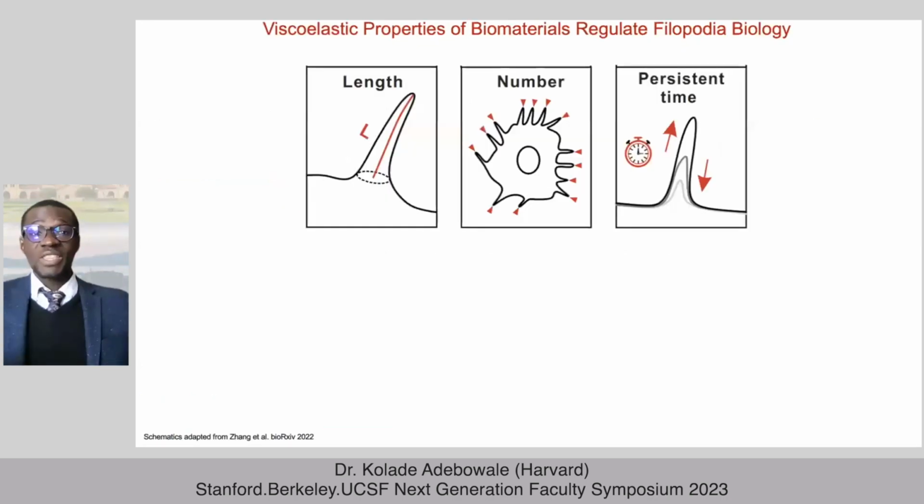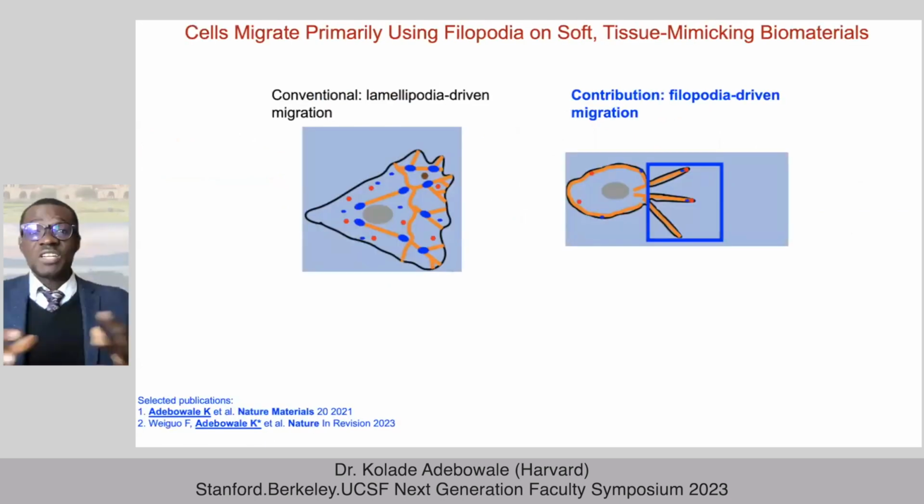We also worked out that the viscoelastic properties of biomaterials regulate filopodia biology, such as their length, the number, and the dynamics of these protrusions, such as their lifetimes and their extension and retraction cycles. So we have a conventional view that lamellipodia drives most of cell migration when cells are on a glass slide. But in more recent work, we demonstrated that filopodia drives cancer cell migration when these cancer cells are interacting with materials that are more similar to biological tissues.